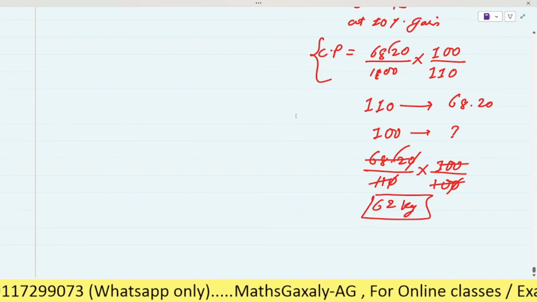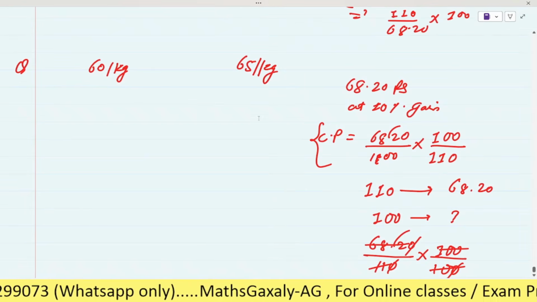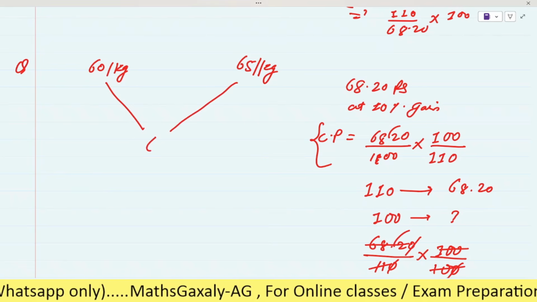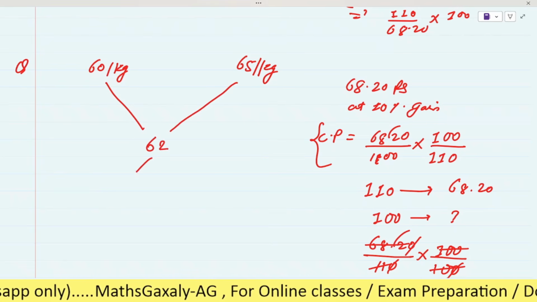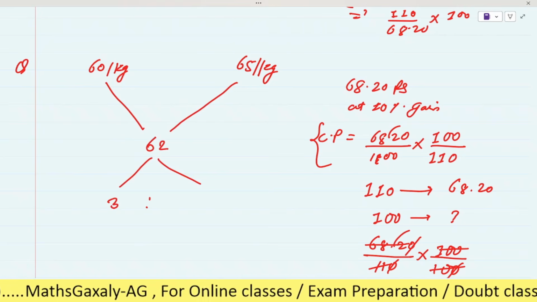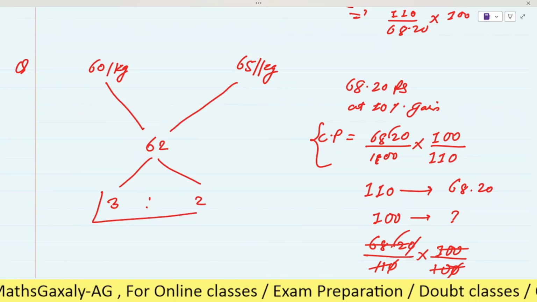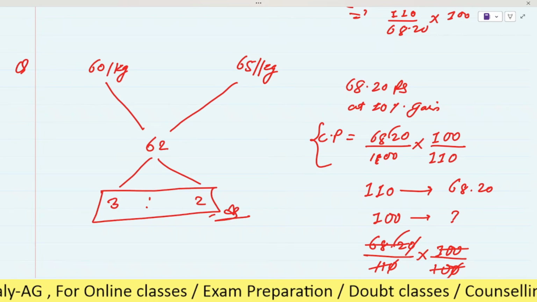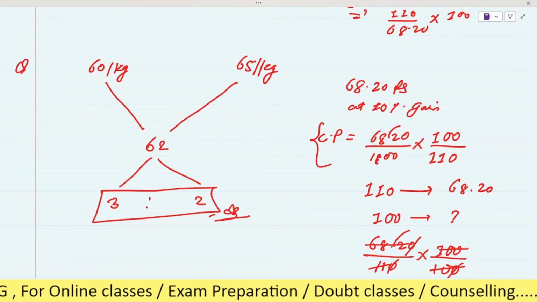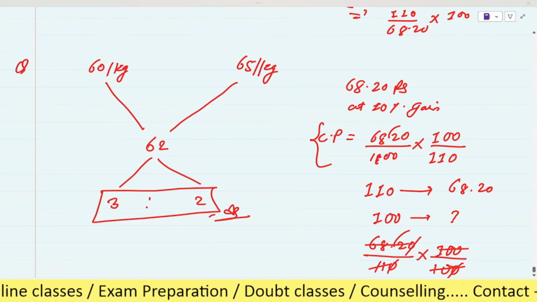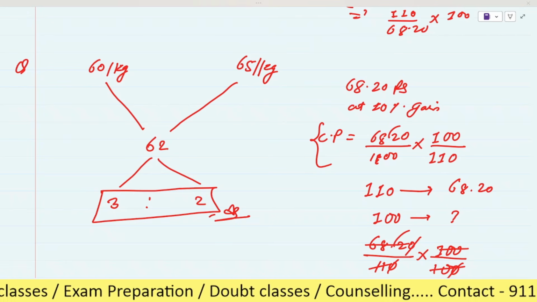Is it clear? Now here we will do the mixture. We mix these two to get 62 rupees per kg. Now we have to find the ratio, that's all. Here it will be 3 is to 2. So 3 is to 2 will be the correct answer. Is it clear? Yes, sir. Or any doubt?